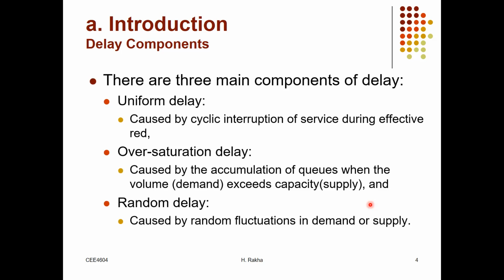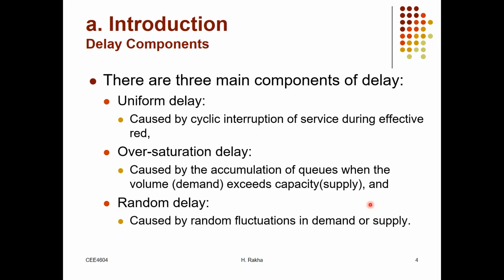So I'm just going to read to you these, and then we'll discuss them. The oversaturation delay is caused by the accumulation of queues. So your demand exceeds your capacity or your supply, what you can serve. And so basically what happens in the oversaturation is the queues build up with time. So in the first cycle length, you're going to have a queue that does not get served in its entirety during the effective green time.